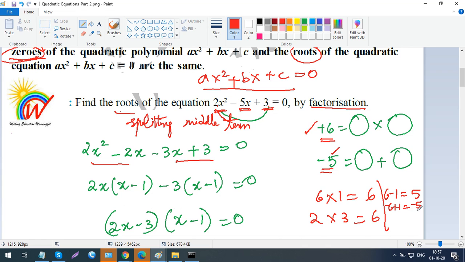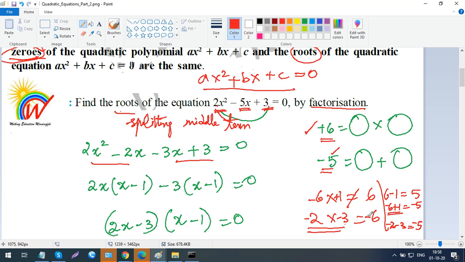But if I am taking minus 6 and plus 1, the product is not giving me positive 6. It will give me minus 6. So this is not working. Now you look at the 2 and 3. 2 into 3 is giving you positive 6. And 2 plus 3 gives you 5, but I want minus 5, so I will take minus 2 and minus 3, that gives you minus 5. If I have taken minus 2 and minus 3, I'll have to put minus 2 and minus 3 here also, and that actually gives you minus into minus, plus.